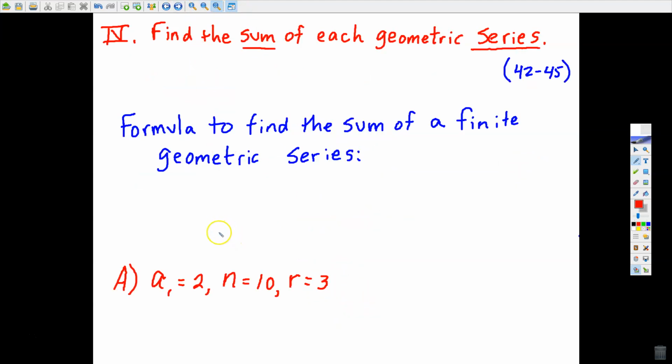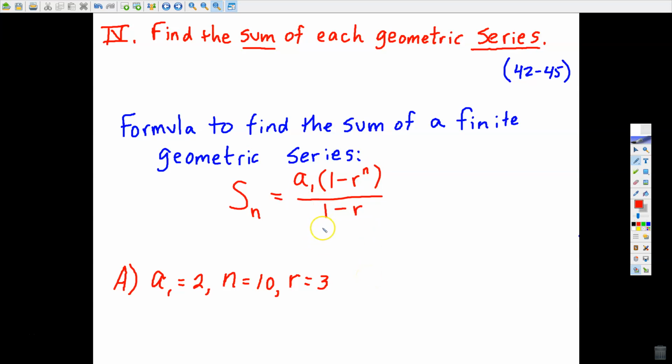And let's move on. Now we're leaving sequences, and we're going to talk about series. And remember, the only difference really is a series is the sum of the terms in a sequence. And so there's another formula that we're going to learn to help us find the sum of a geometric sequence. And it looks like this. The sum of a certain number of terms can be found by taking the first term, multiplying by 1 minus r to the n power over 1 minus r.